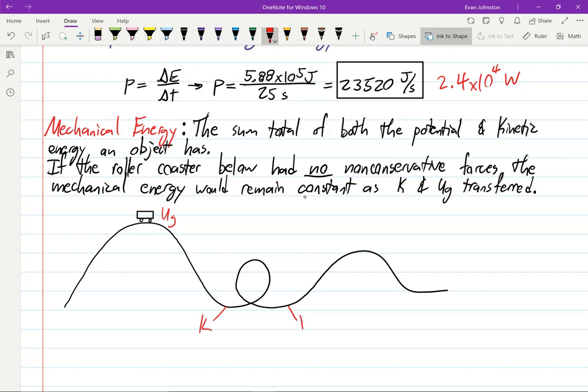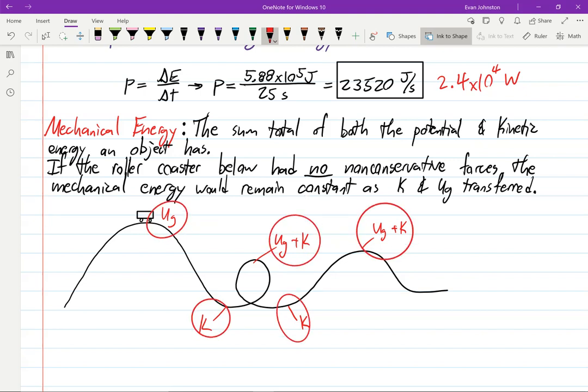It's the same thing here. It's all kinetic. And here it would be both. It'd be gravitational potential and kinetic. And here it would also be both because it's not as high up as up here. We could go through and label all of these, but I have to tell you, since there's no non-conservative forces, there's no drag or friction or air resistance, the total amount of energy is the same in every single one of these circumstances.